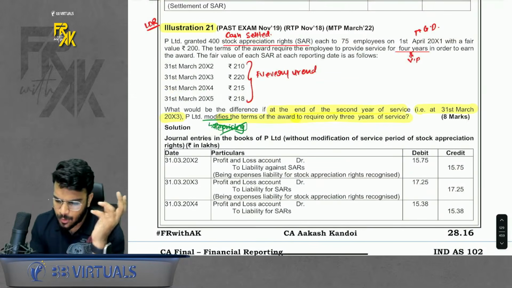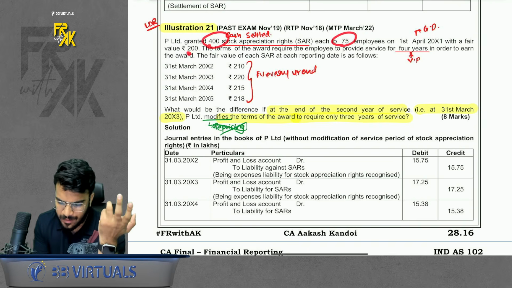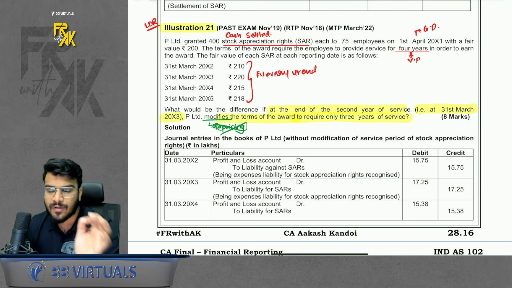What is there? A normal question where 75 employees, 400 options, fair value is 200, but fair value on grant date is of no use for me.